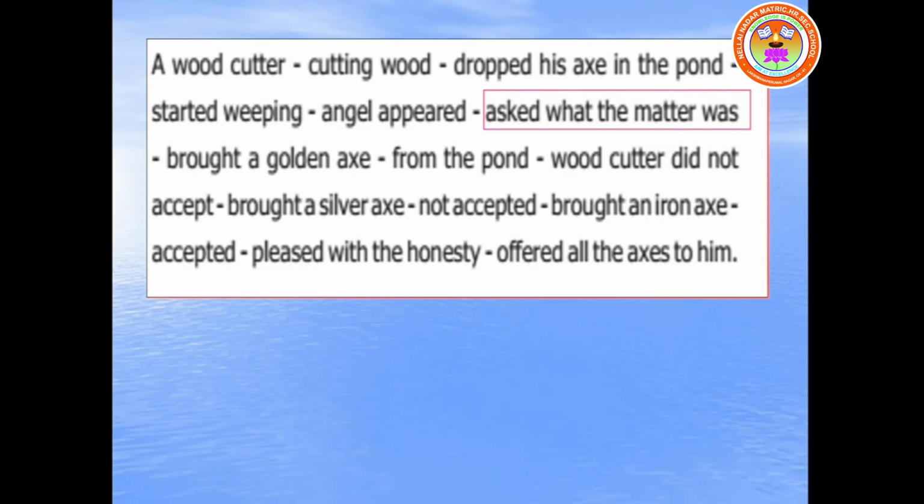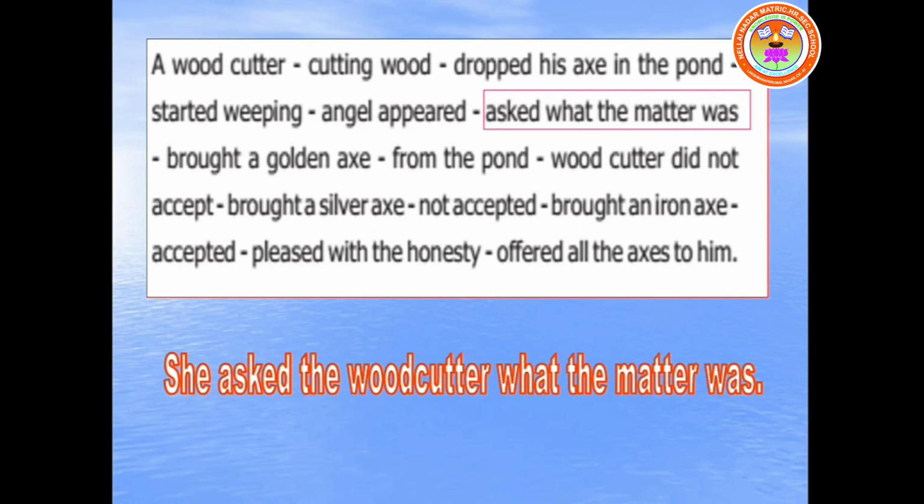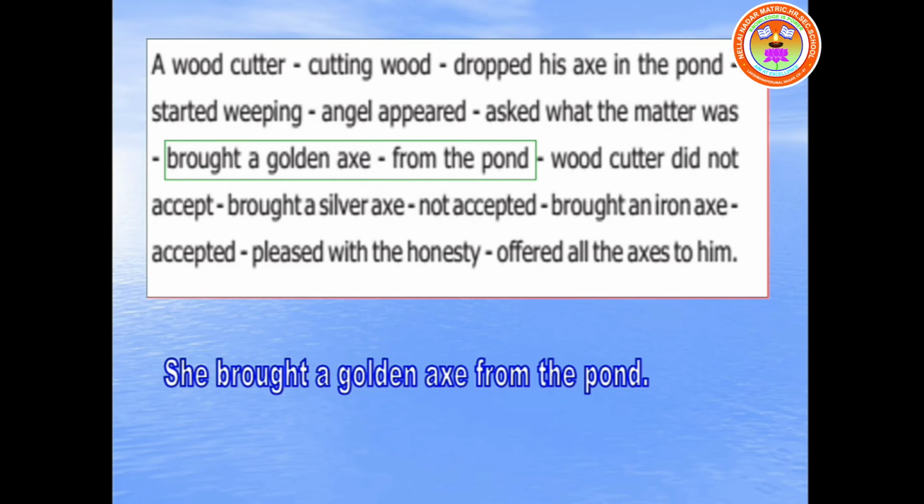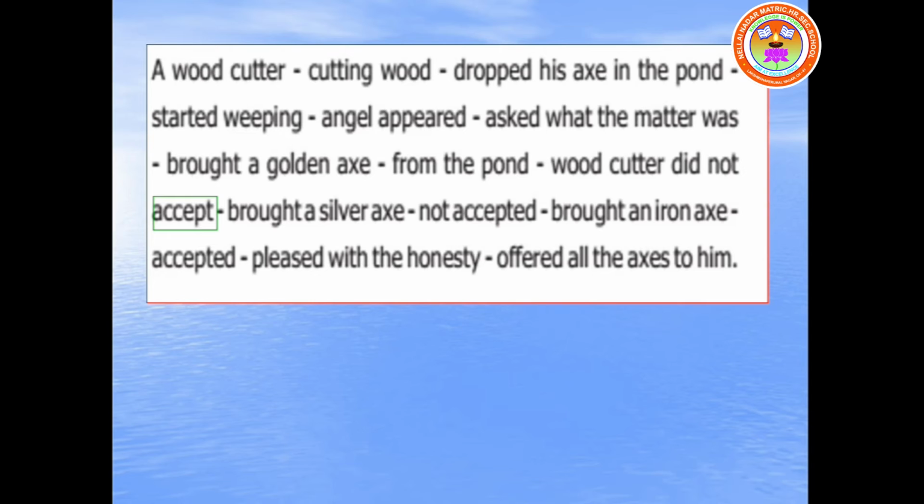The next phrase is, asked what the matter was. The sentence for this is, she asked the woodcutter what the matter was. We included the pronoun she. The next phrases are, brought a golden axe and from the pond. The point is, she brought a golden axe from the pond. We combined 2 phrases.